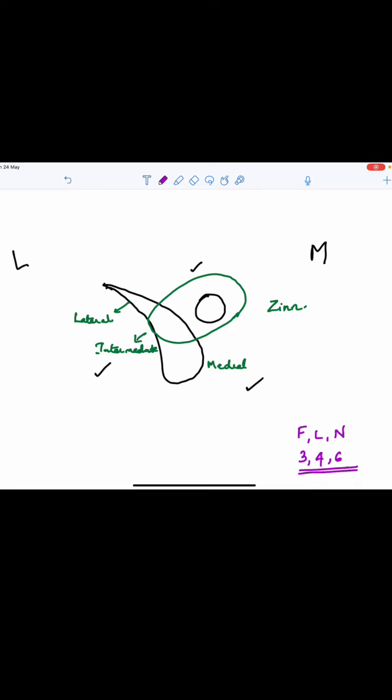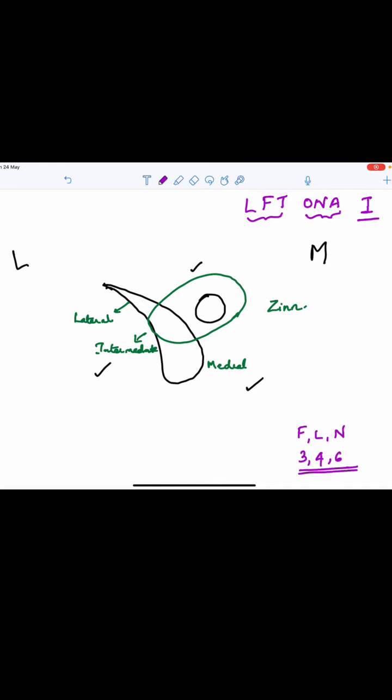So for learning the structures that are passing through each compartment, we have a code, that is LFT ONA I. So LFT is going to pass through the lateral part, ONA is going to pass through the intermediate part, and I is going to pass through the medial part.